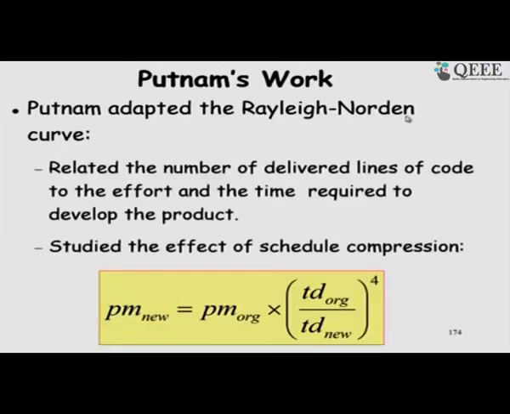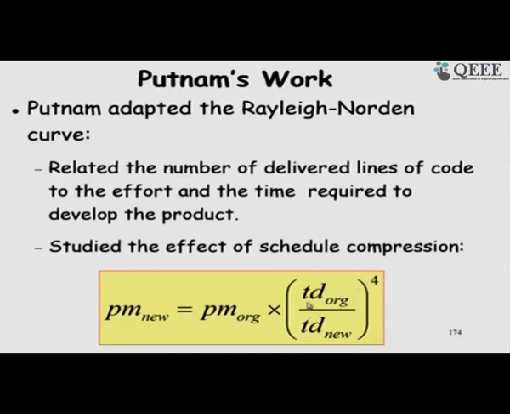So, Putnam actually used the Rayleigh result of Norden, the Rayleigh distribution, and then he obtained that if we need to change the schedule a little bit, where Td is the delivery time, then the effort requirement increases tremendously, to the power 4.